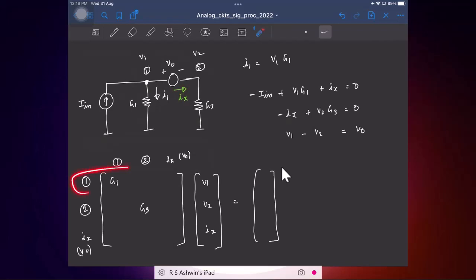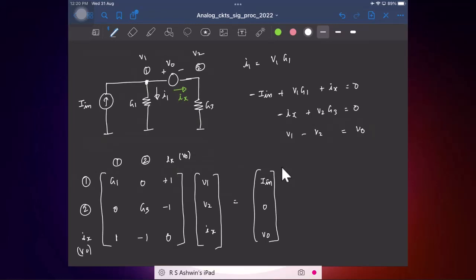So in the first row, which is where I am writing KCL for node 1, Ix will come with plus, right? So this will be plus 1. Similarly, the current Ix is entering node 2, so in the second row, I'll have minus 1. And the last equation is with this guy: V1 minus V2 is V0, and here I'll have I in and 0. Fine. And all the other entries will be 0.